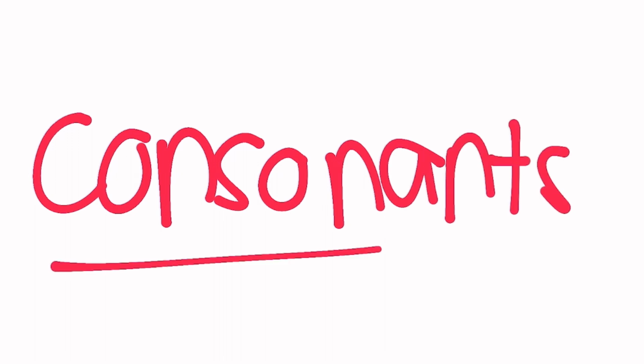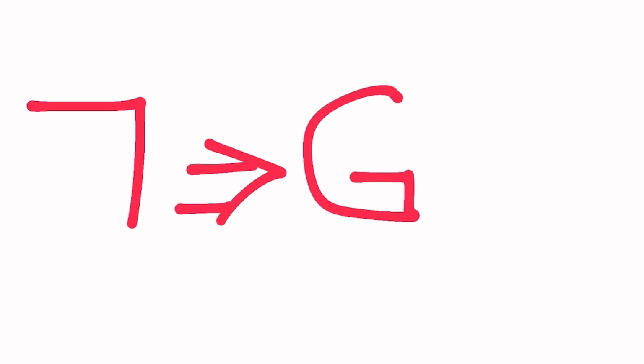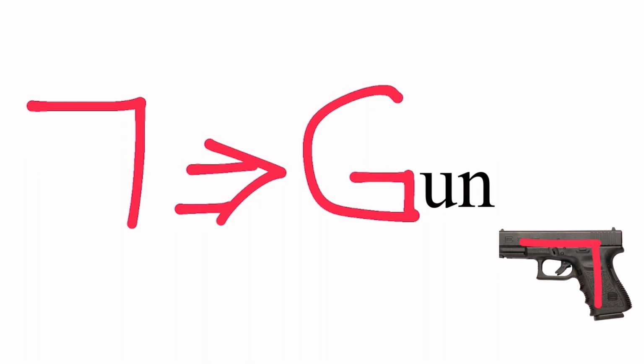Let's learn Korean consonants and vowels with me. First, we're going to learn the consonants. The first one is G. This is how we write G in Korean. It looks like a gun, right? So whenever you look at this hangul, you can know it looks like a gun, so it's G.